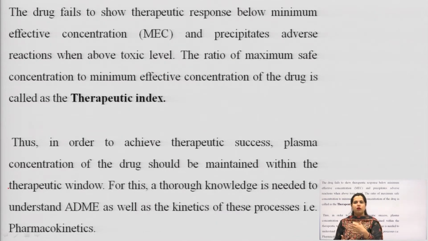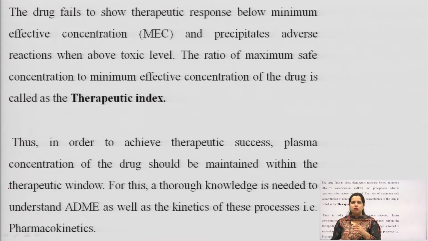MEC, minimum effective concentration: if the concentration of drug is below the minimum effective concentration, it will not show any medicinal effect in the body. If it is above the MSC, maximum safe concentration, then it is reaching towards the toxicity level and it will show adverse reactions. The ratio of maximum safe concentration to minimum effective concentration of the drug is called the therapeutic index.